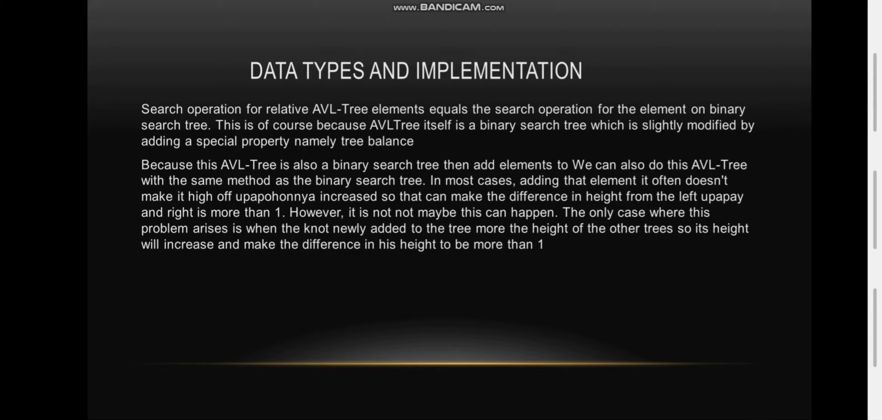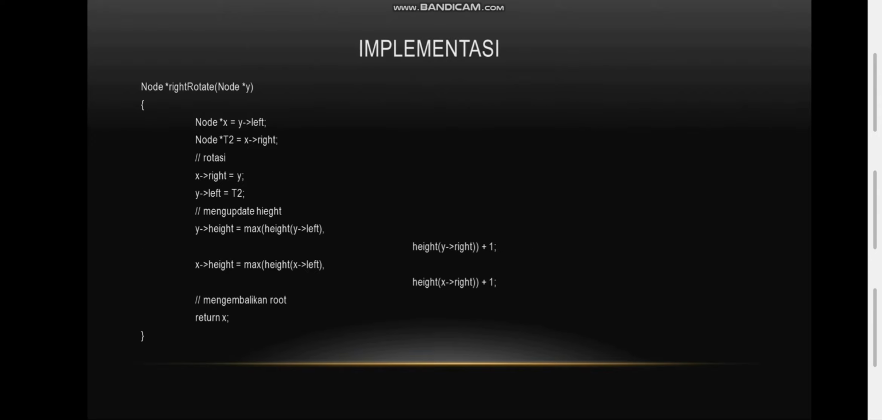In most cases, adding elements often increases the height, which can make the difference in height between the left and right more than 1. However, it is not always that this can happen. The only case where this problem arises is when the newly added node makes the tree taller than the other trees, so its height will increase and make the difference in height more than 1.